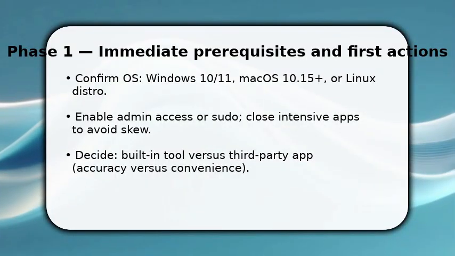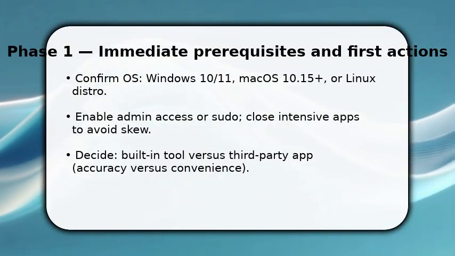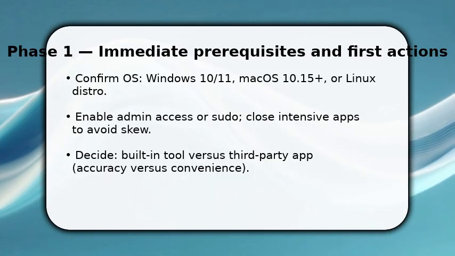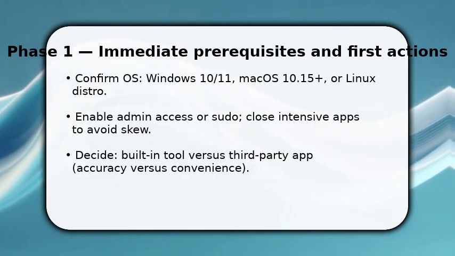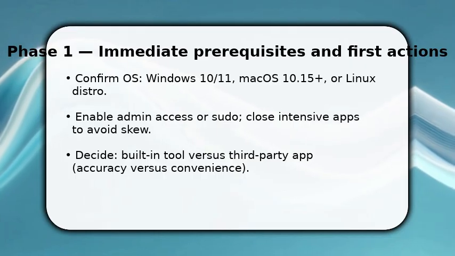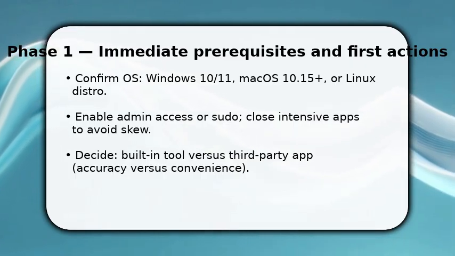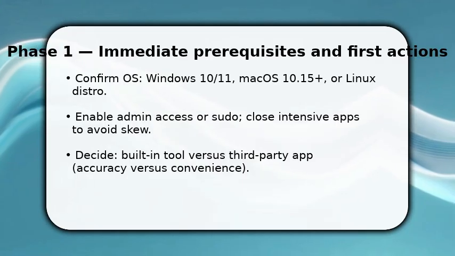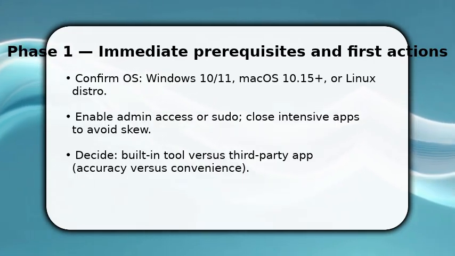You begin by confirming the operating system and getting admin or sudo access. This matters because system logs need elevated rights to show uptime. Once done, close heavy apps so background processes don't skew results, and choose whether you want the built-in method or a third-party utility for more detail.